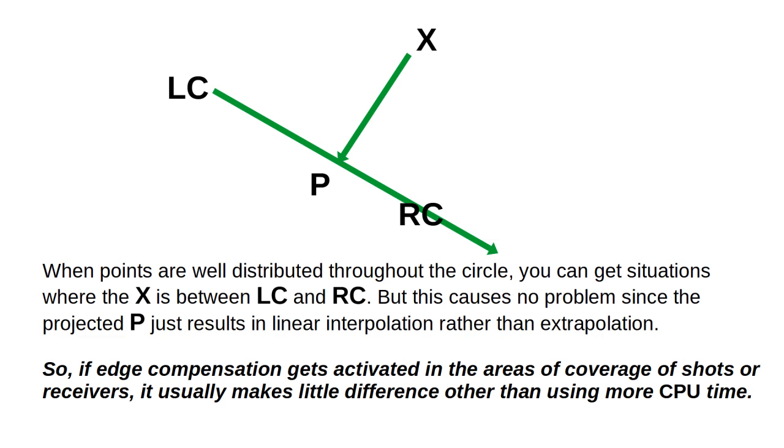When points are well distributed throughout the circle, you can get situations where the X is between LC and RC. But this causes no problem since the projected P just results in linear interpolation rather than extrapolation. So, if edge compensation gets activated in the areas of coverage of shots or receivers, it usually makes little difference other than using more CPU time.